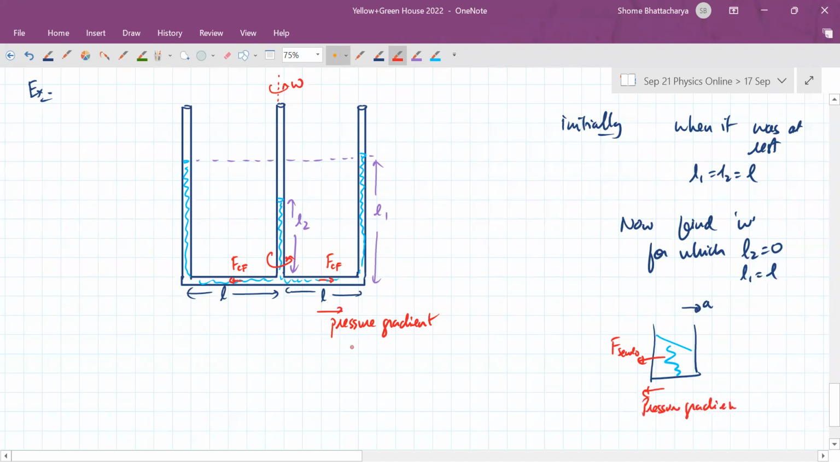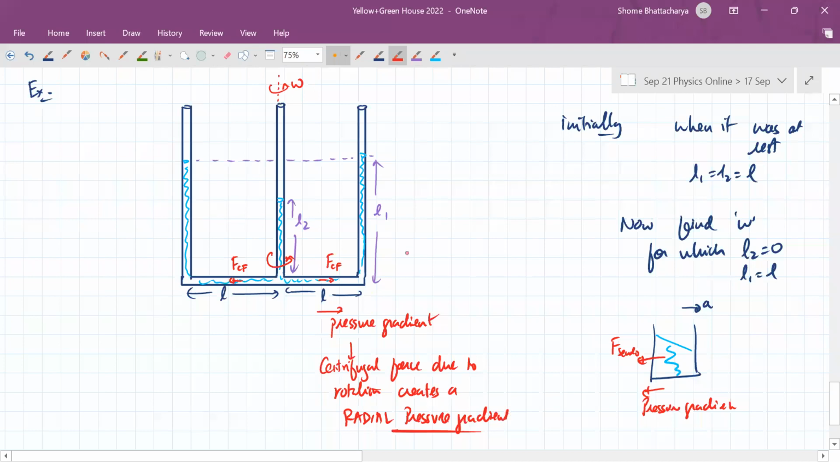So like that over here, what happens is that the centrifugal force due to the rotation creates a radial pressure gradient. And that concept has to be used. So we will first derive the formula for the pressure gradient along the radial direction. And from that, we will solve the question.